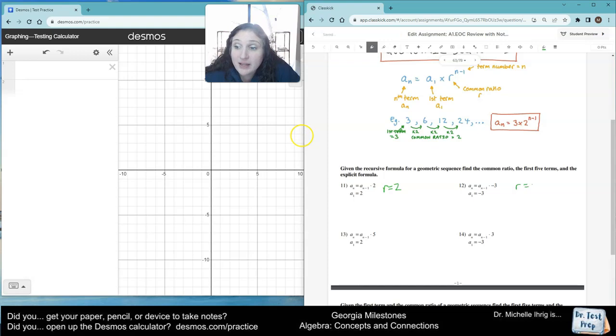Here we're multiplying by -3. Here we're multiplying by 5. Here we're multiplying by +3. Those are our common ratios. So our first 5 terms is all I'm doing. My first term is 2. Then it says just keep multiplying by 2. So 2 times 2 is going to give me 4. 4 times 2 is going to give me 8. 8 times 2, 16. And 16 times 2, 32.